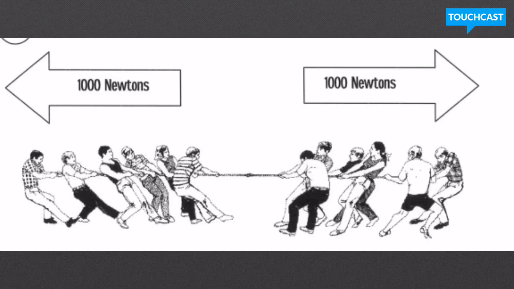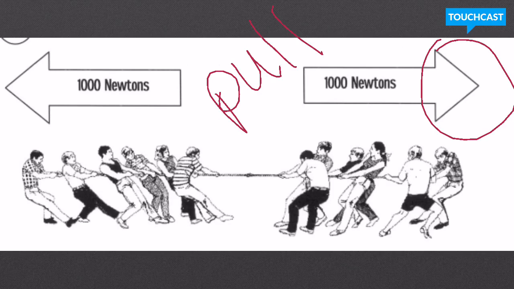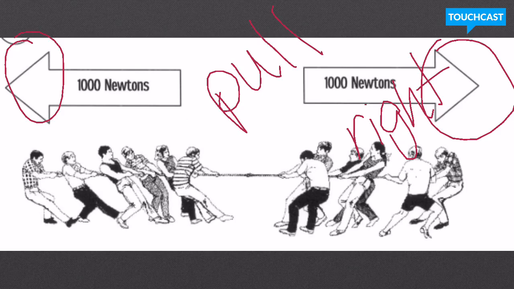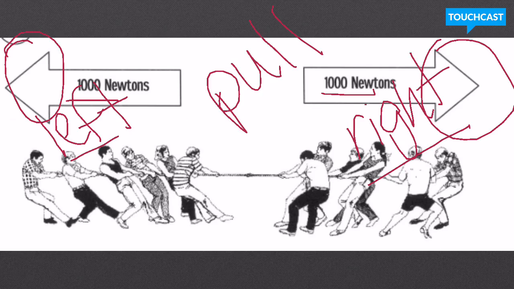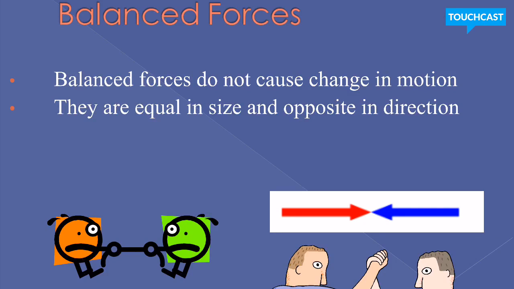Here's another example. This time we have pulling forces, kind of like in tug of war, and this arrow here is pulling to the right, but this one over here is pulling to the left. But look at your forces. You have 1,000 newtons pulling to the right, and you have 1,000 newtons pulling to the left. So is it going to go anywhere? Probably not. They're going to have a net force of 0 newtons, and I'm going to go over this again here in a moment. Alright, so next we want to talk about a balanced force.